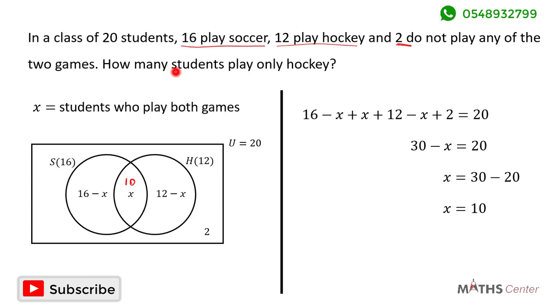So what it means is that the number of students who play both games is 10. We are looking for the number of students who play only hockey. From our Venn diagram, we can see that the number of students who play only hockey is 12 minus X. And we have found out that X is equal to 10. So the number of students who play hockey only will be 12 minus 10. 12 minus 10 will give us 2. So what it means is that 2 students play only hockey.